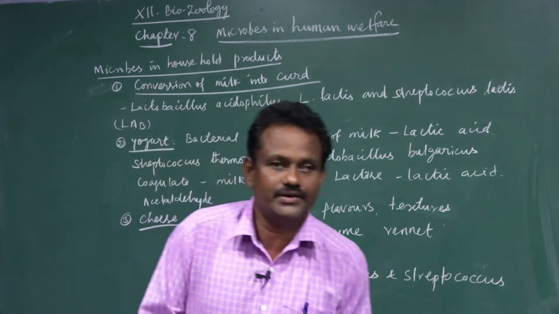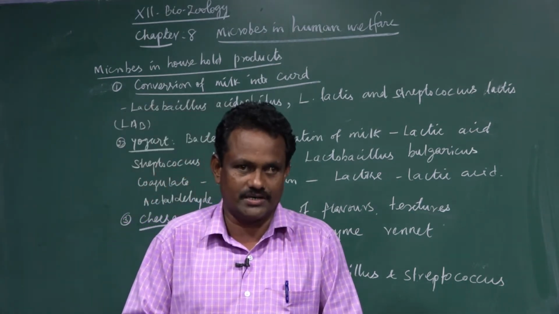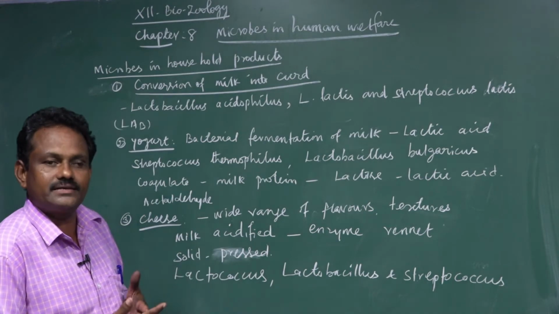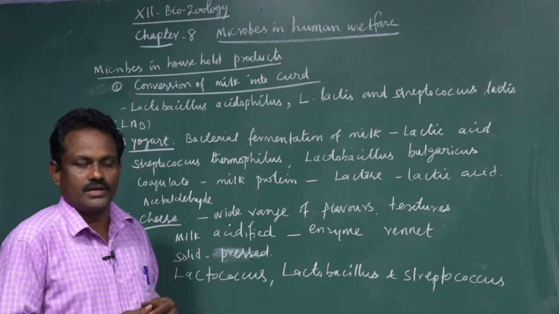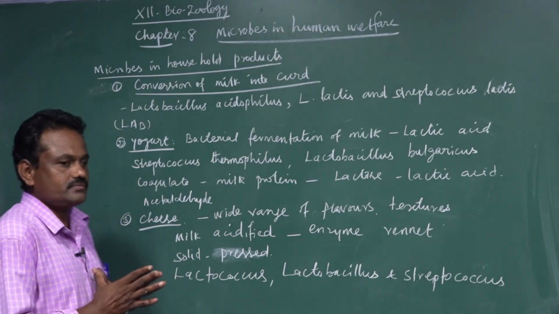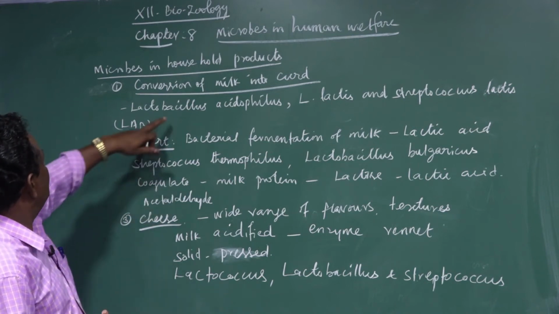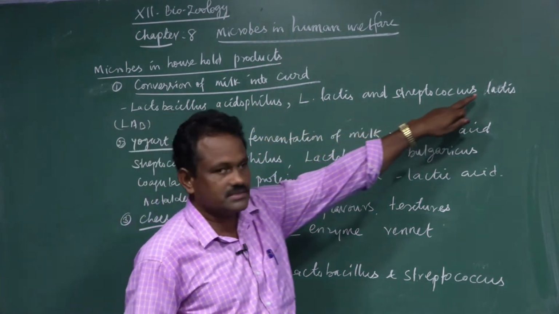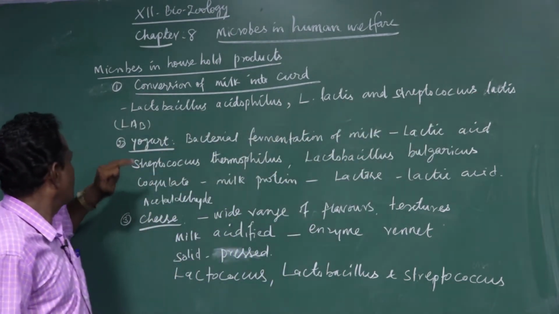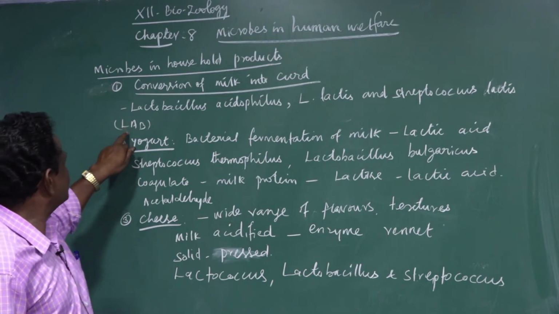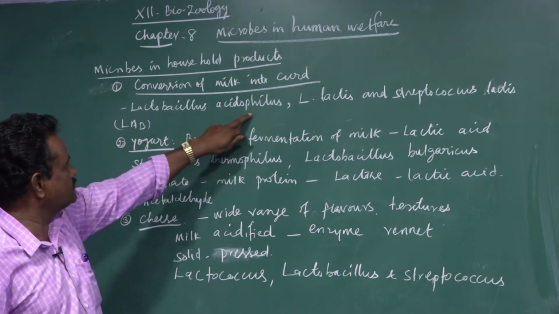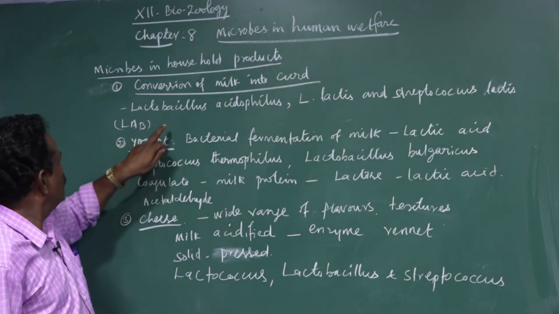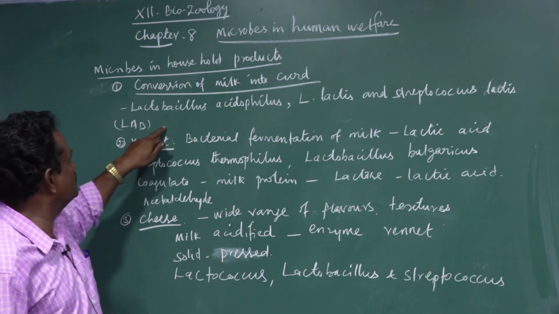In our day-to-day life, we are using different food products like idli and dosa, bread, yogurt. All these are actually fermented by different kinds of microorganisms. Here in milk, actually, the bacteria present are called Lactobacillus acidophilus, Lactobacillus lactis and Streptococcus lactis. These three bacteria are commonly called LAB. It is nothing but lactic acid bacteria. These three are called lactic acid bacteria. When added to the milk, that helps to convert the milk into curd.